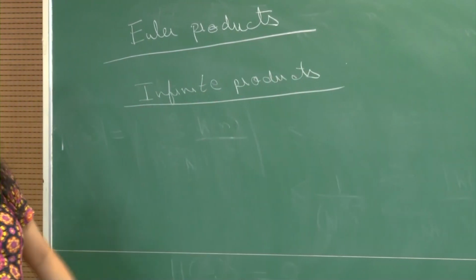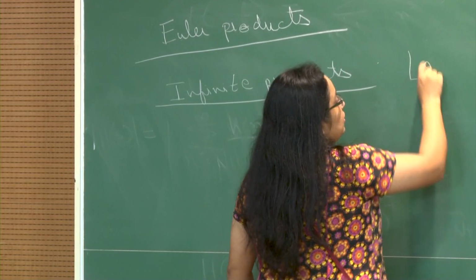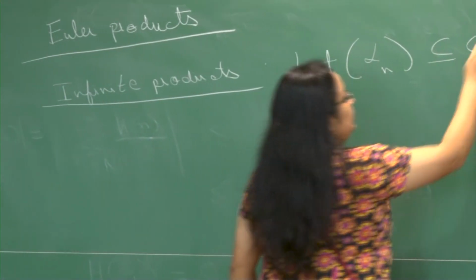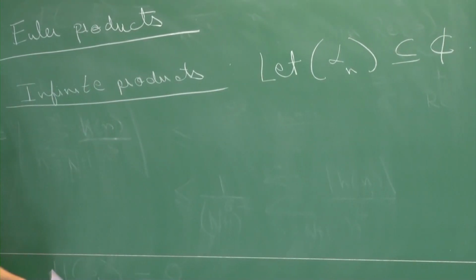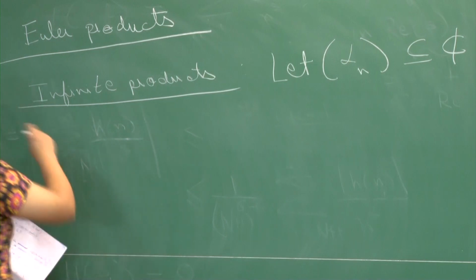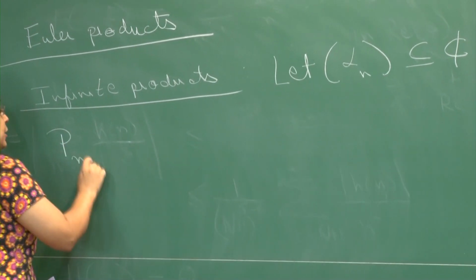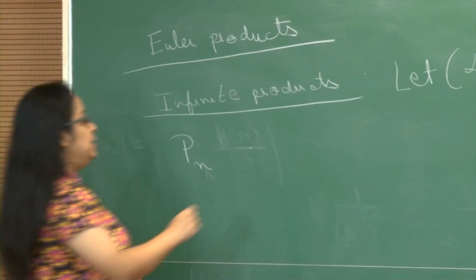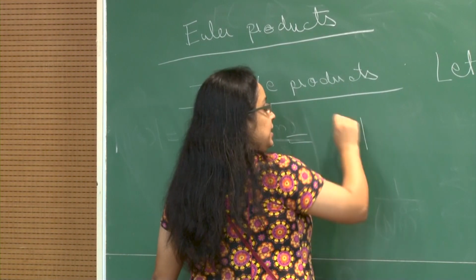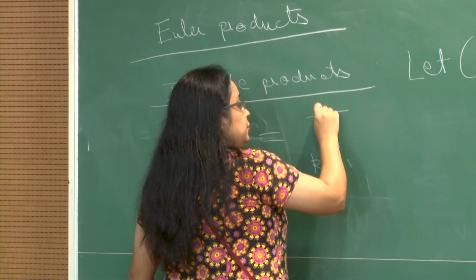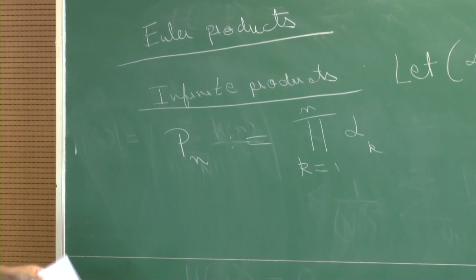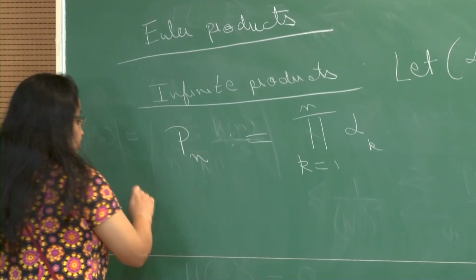Okay, so we have a general scenario in which you have a sequence of complex numbers. So far we have been talking about series of complex numbers. Now we are going to be talking about products of complex numbers. Just like you have a sequence of partial sums, you also have sequences of partial products. So let us take P sub n and define it to be the product for k going from 1 to n of alpha sub k.